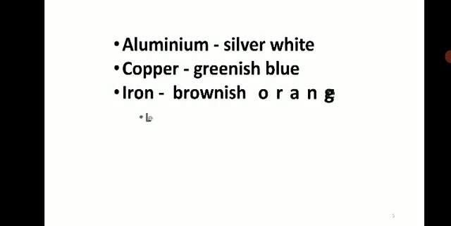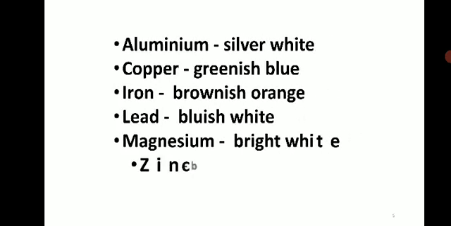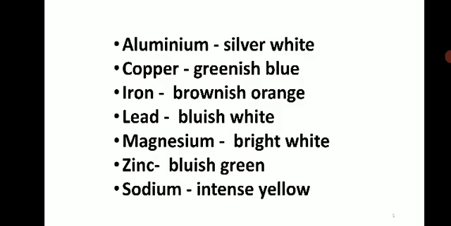Here we find that different metals give different colors of flame. Aluminium burns with a silver white flame. Copper, greenish blue. Iron, brownish orange. Lead, bluish white. Magnesium, bright white. Zinc, bluish green. And sodium, intense blue.